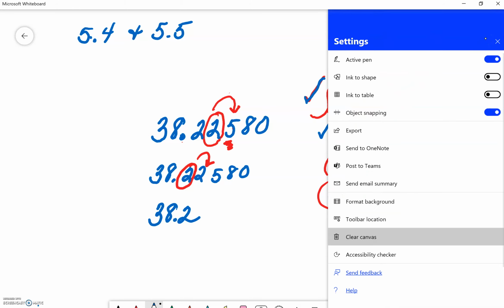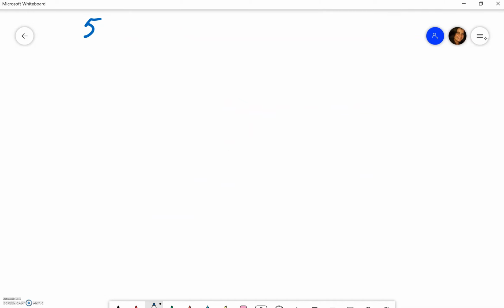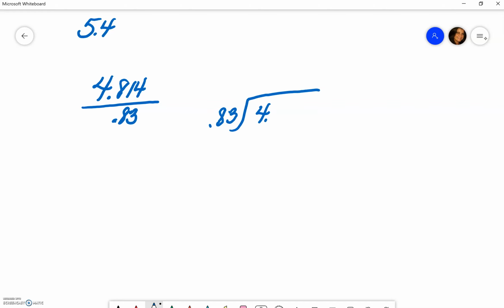Okay, so now in this section, we're going to go into 5.4, which is division. Now, let me just show you different ways that you can see a division problem. You could look at a division problem like this, which we've learned, or you could look at it like this, which would be 0.83 divided into 4.814. Or we've been exposed to seeing it where it could look like this: 4.814 divided by 24.